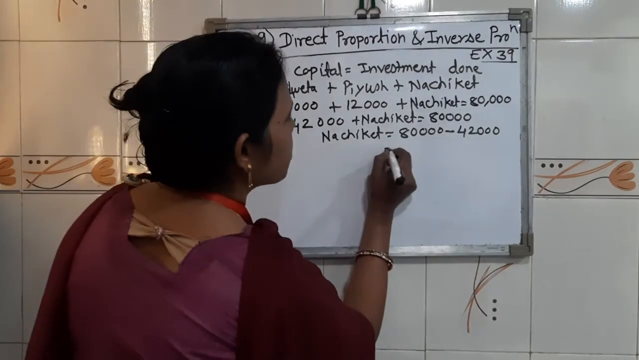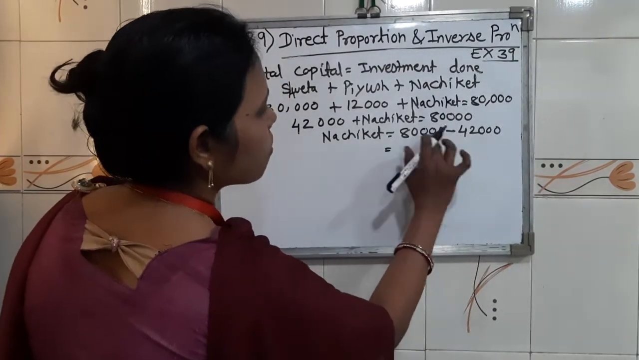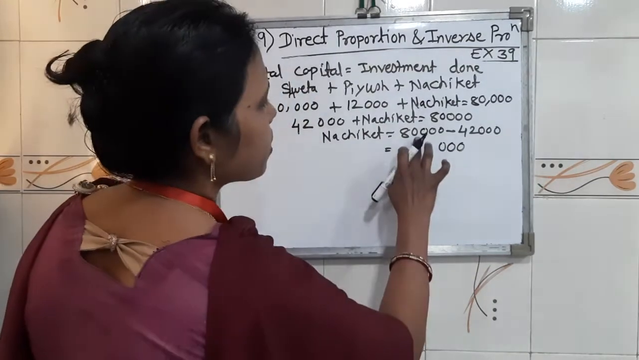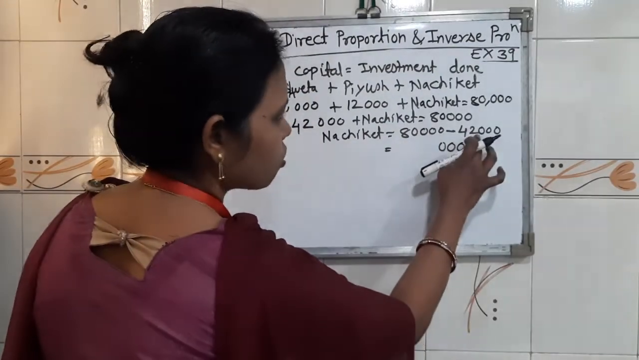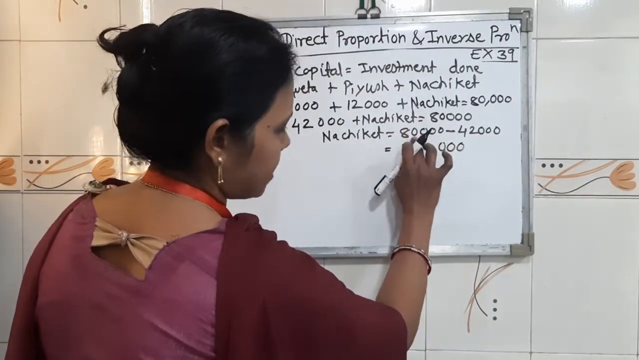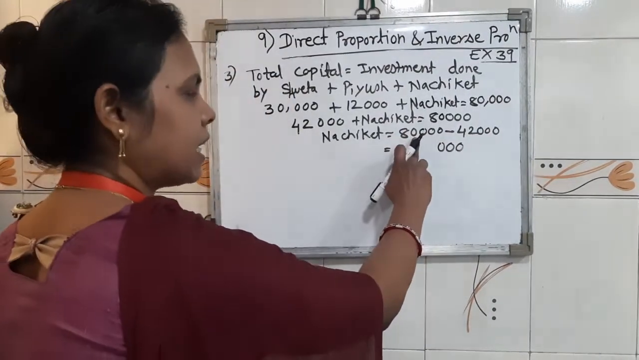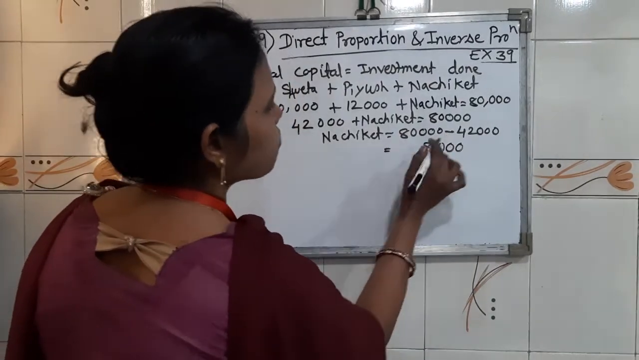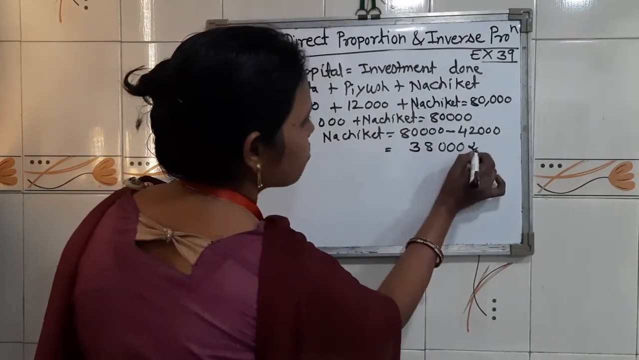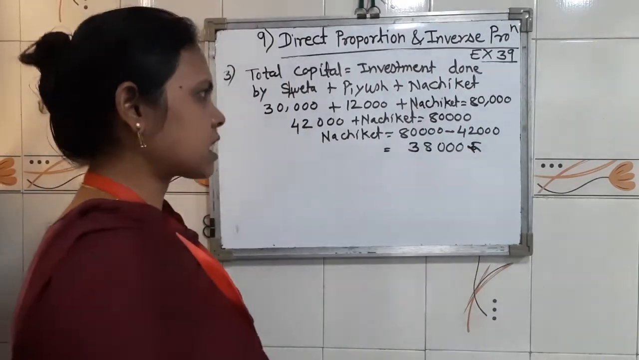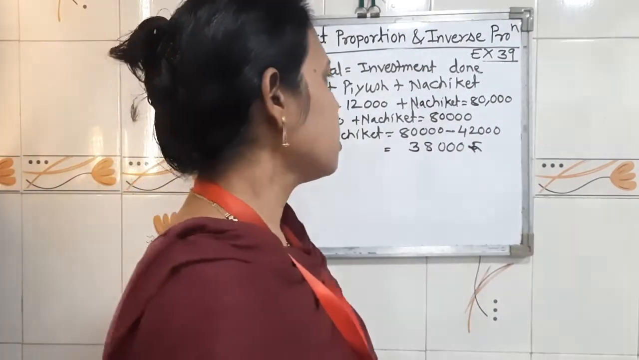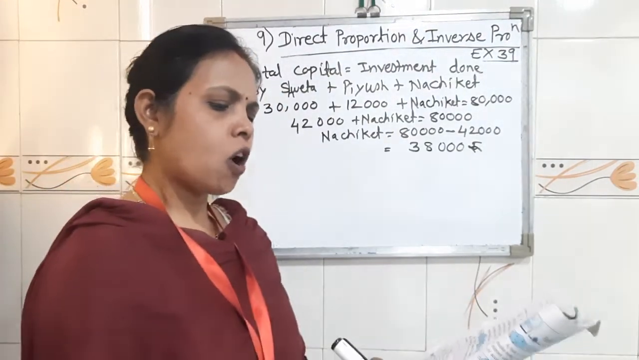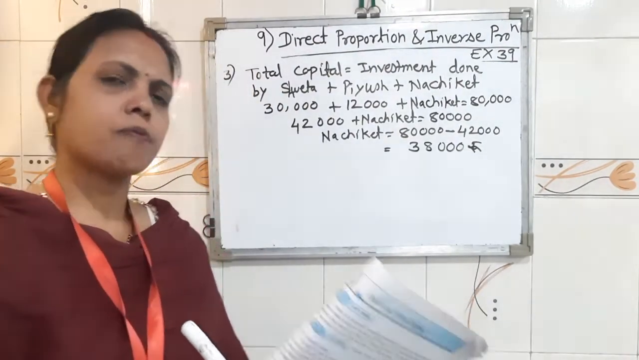subtracting 42,000 from 80,000 we will get 0 as it is. After that 0 minus 2 not possible. That's why we will carry one number. Then it will be 10. 10 minus 2, 8. After that 7 minus 4, 3. 38,000 rupees. Means Nachiket's investment is 38,000. After that we want what was his share of the profit.